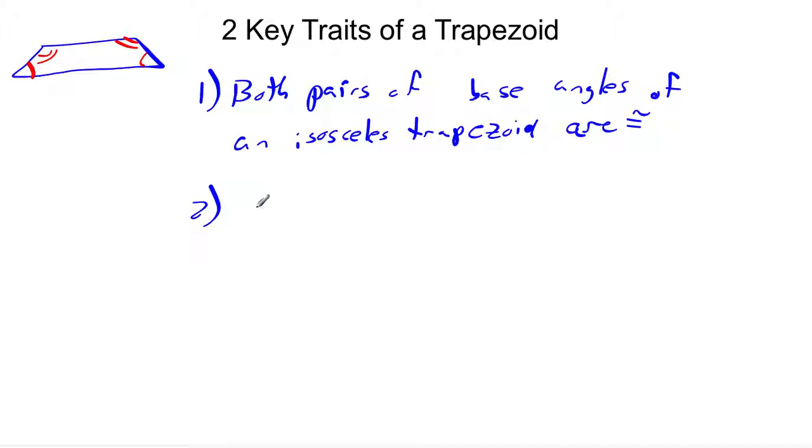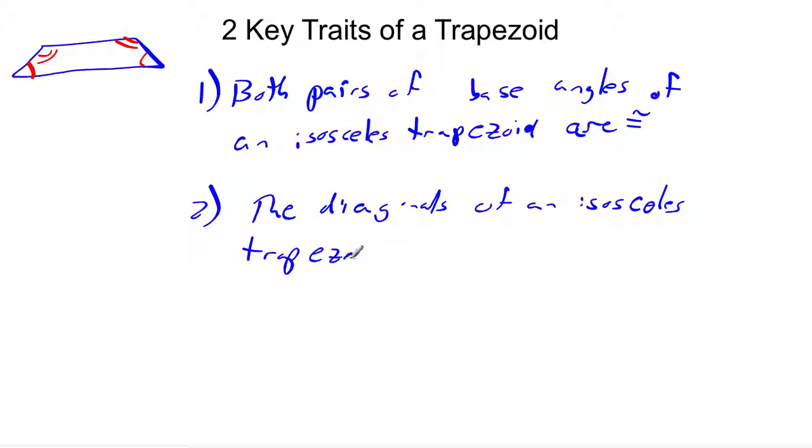All right, number two, the diagonals of an isosceles trapezoid are congruent. So the diagonals from there to there and there to there, they are going to be congruent.